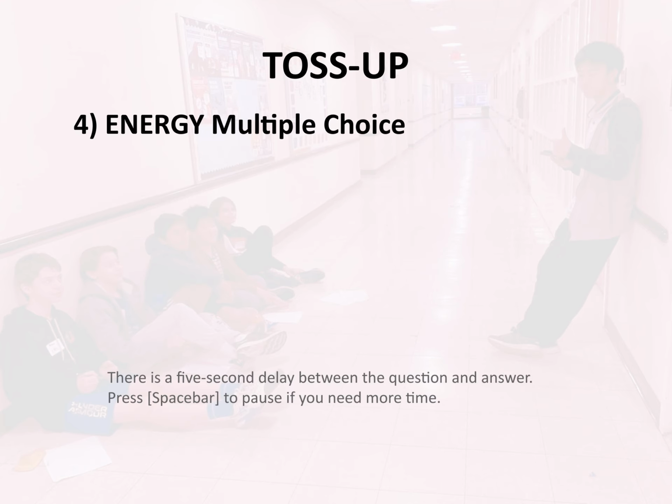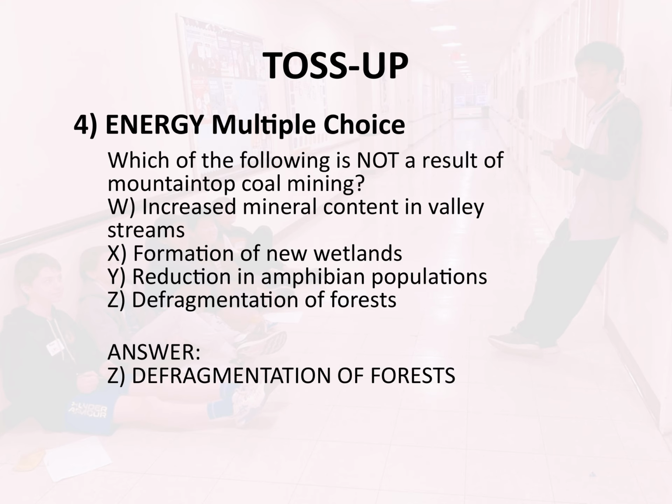Toss-up 4. Energy. Multiple choice. Which of the following is not a result of mountaintop coal mining? W. Increased mineral content in valley streams. X. Formation of new wetlands. Y. Reduction in amphibian populations. Z. Defragmentation of forests. Answer. Z. Defragmentation of forests.